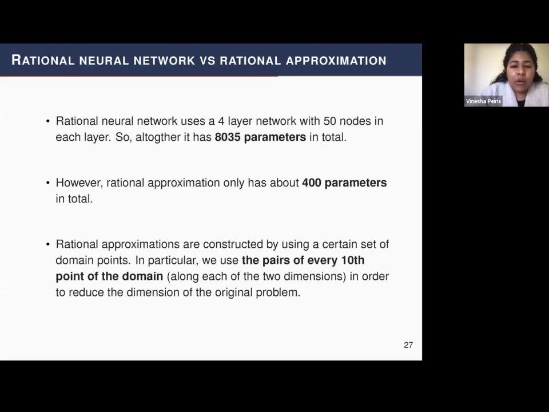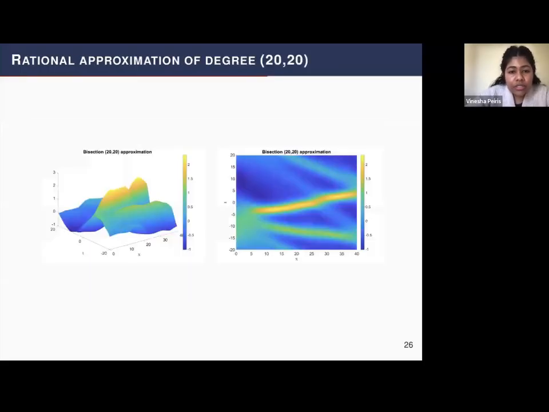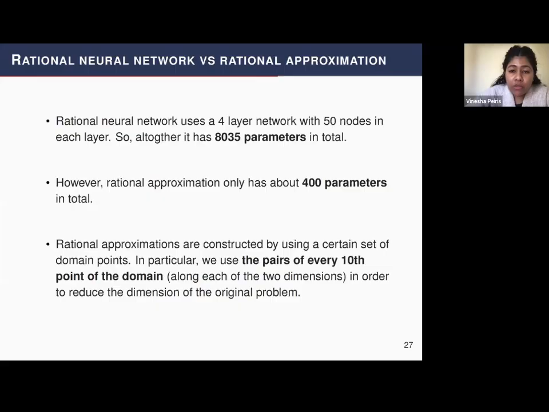Okay, now the rational neural networks that the authors Boullé, Nakatsukasa, and Townsend used were 4-layer networks, and in each layer they had 50 nodes. So in total they had 8,035 parameters. But for rational approximation, we only had about 400 parameters. So it is a very, very small number of parameters in our optimization problems.